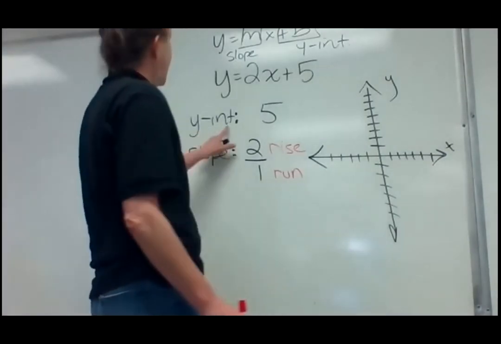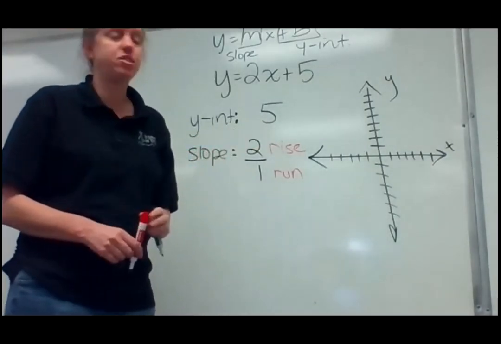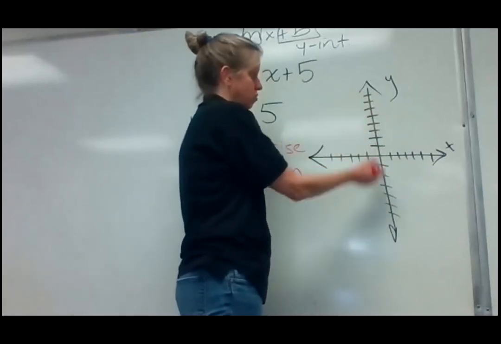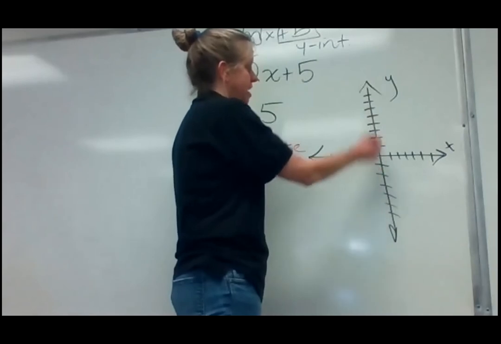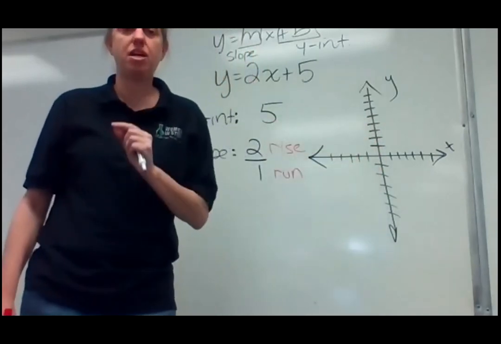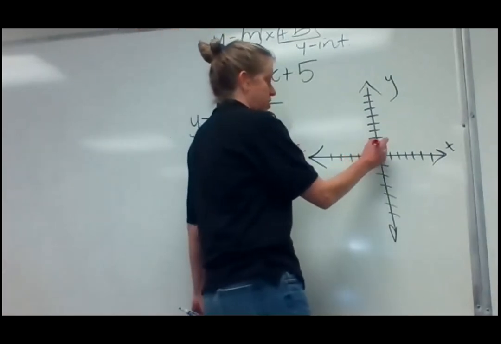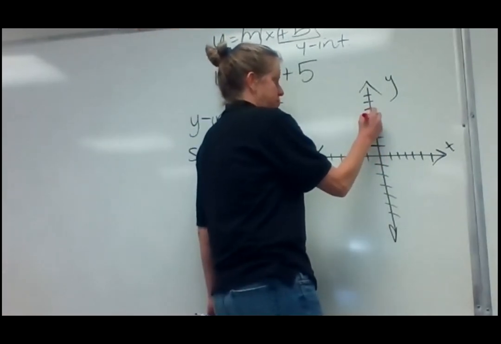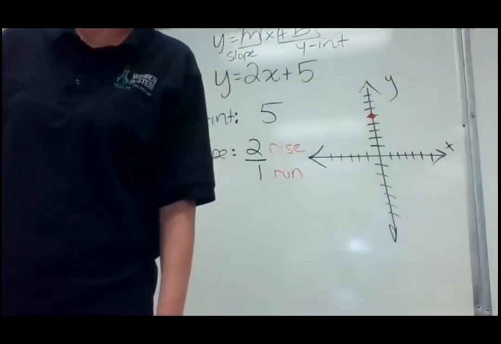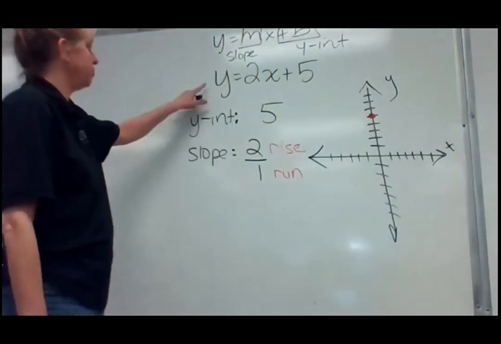So let's see, the y-intercept is positive 5. So you are going to go straight to the y-axis, which is this one, up and down, and put a point on positive 5. That's going to be your first point of the line. So 1, 2, 3, 4, 5. And you put a point right there on the y-axis. That's the first step after you put it in slope-intercept form.